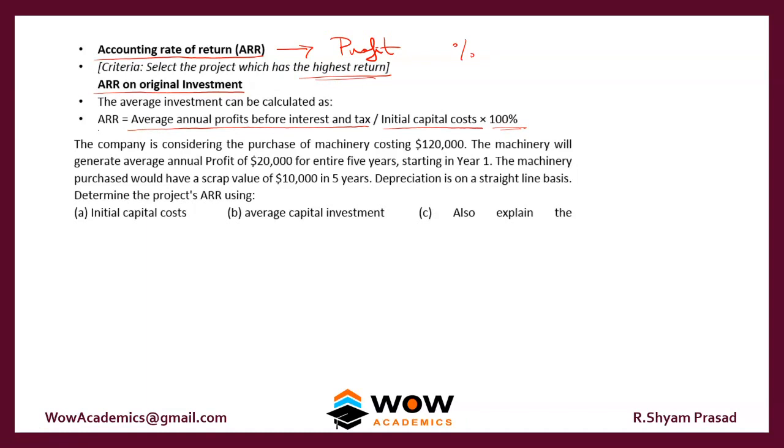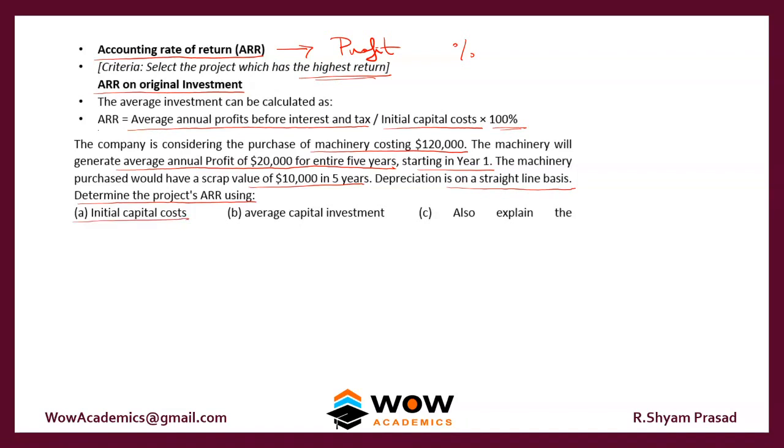So we'll start with the problem. The company is considering the purchase of a machinery costing 1,20,000. The machinery will generate an average annual profit of 20,000 for the entire 5 years, starting in year 1. The machinery purchased will have a scrap value of 10,000 in 5 years' time. Depreciation is on a straight line basis. Our job is to determine the ARR.